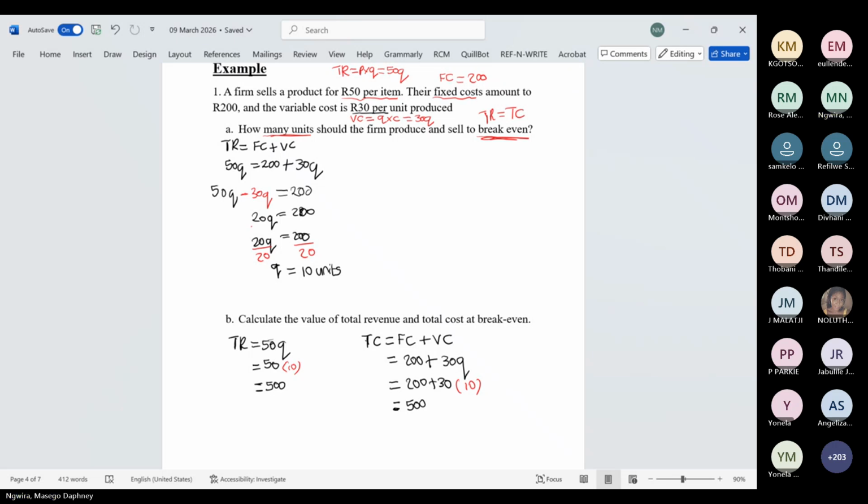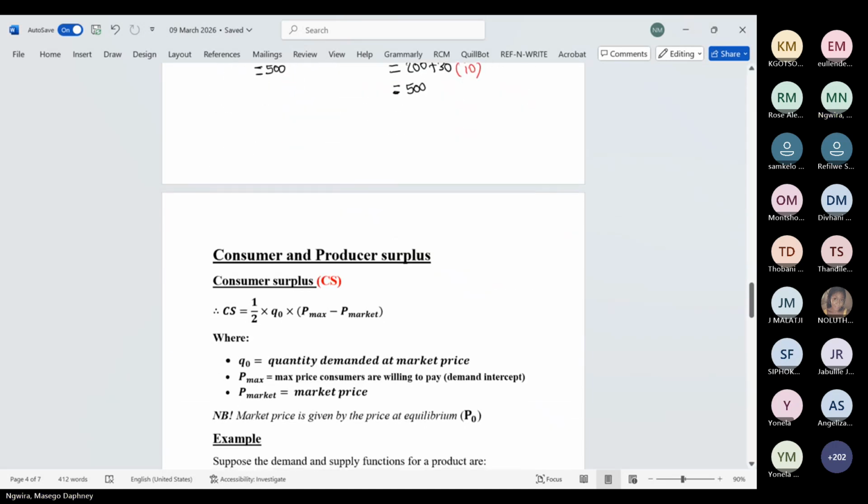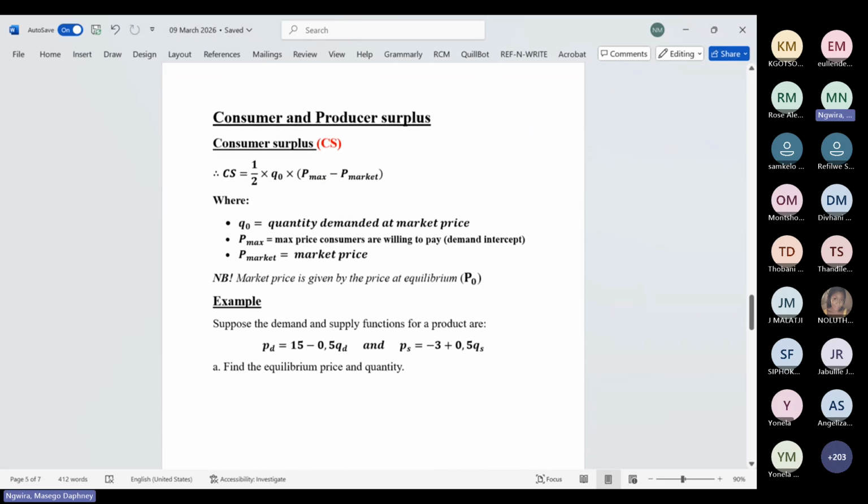And then now let's move to consumer and producer surplus. So what I did is, because we said that we are not going to be asked to draw the graphs, so what I did is I tried... Yes, Masiko?